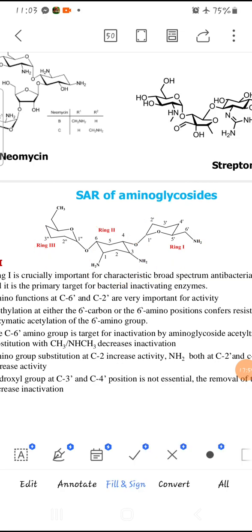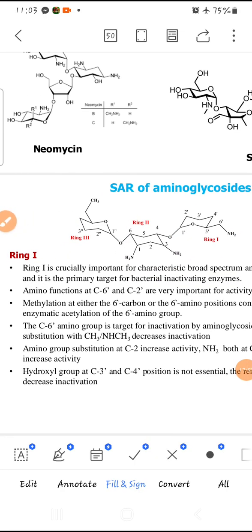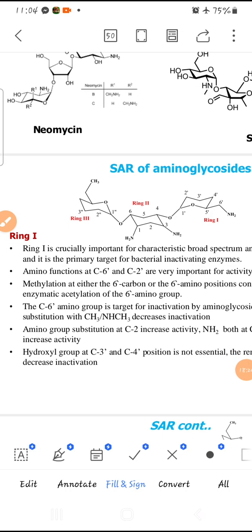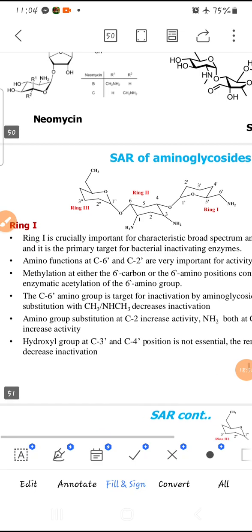Therefore, all of them are important for activity. Mainly, ring 1 is very crucial for antibiotic activity. Also, the spectrum of many of the aminoglycosides will depend upon ring 1. Also, the bacterial inactivating enzyme binding ability depends upon this ring 1 structural modification. Therefore, this is also the primary target for inactivation by bacteria. Therefore, this ring is very important.